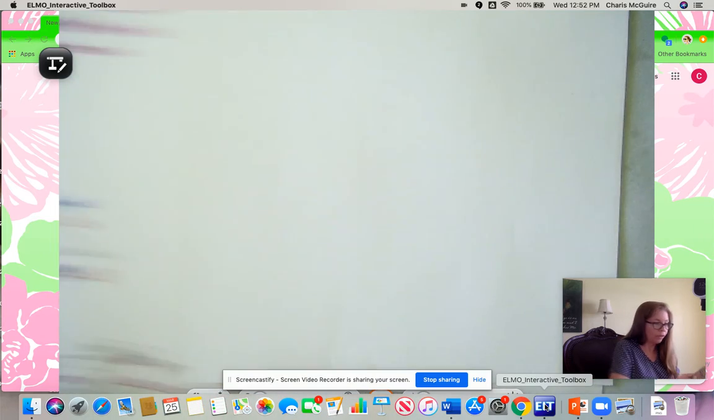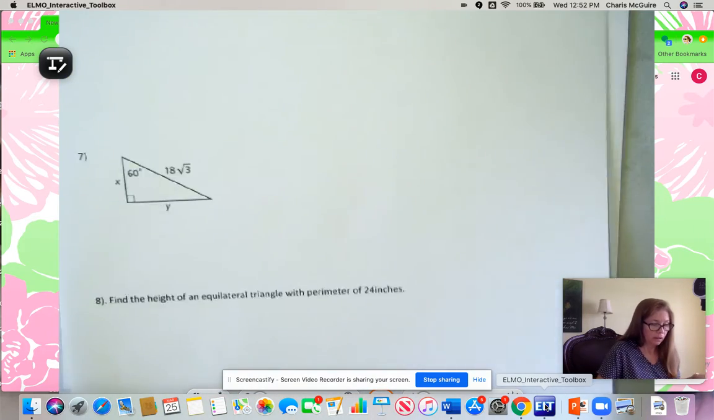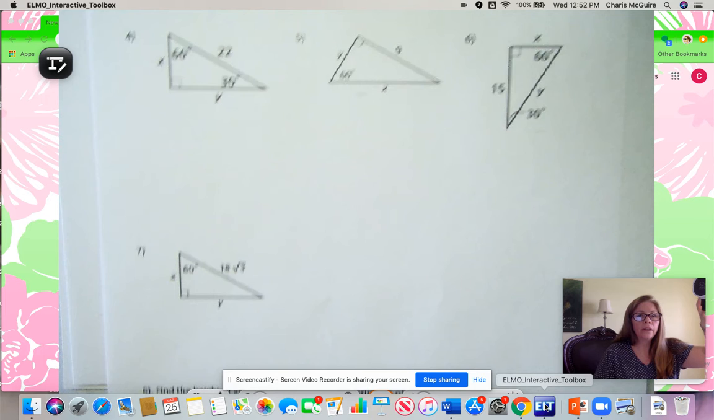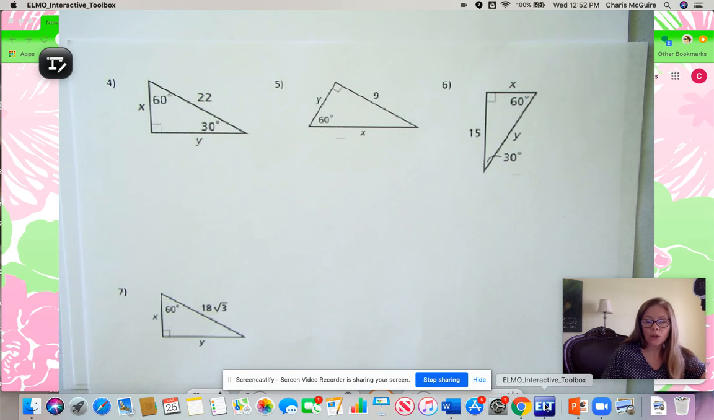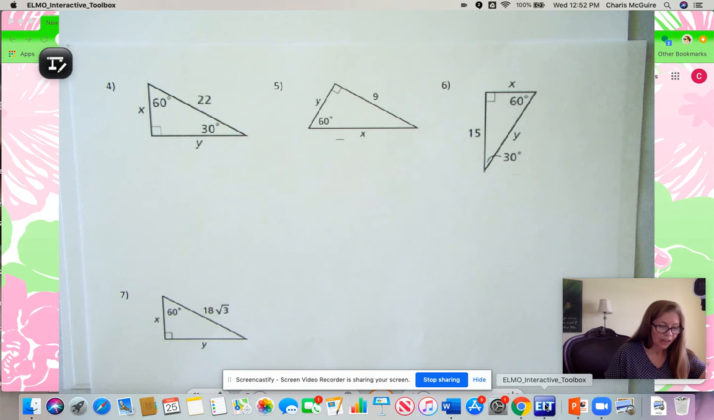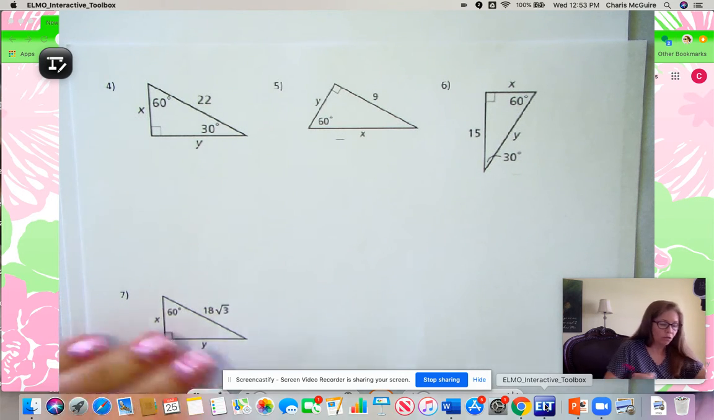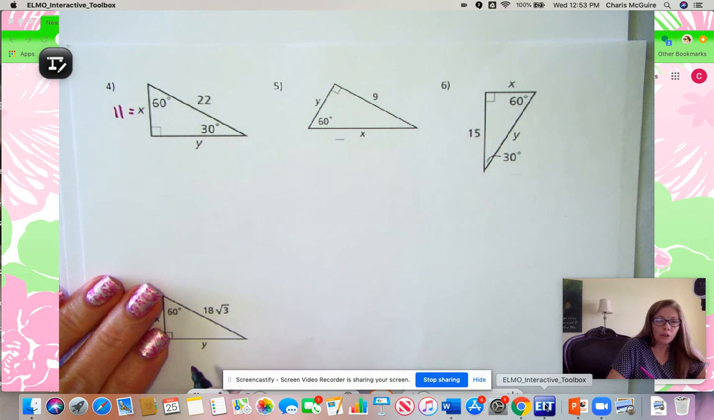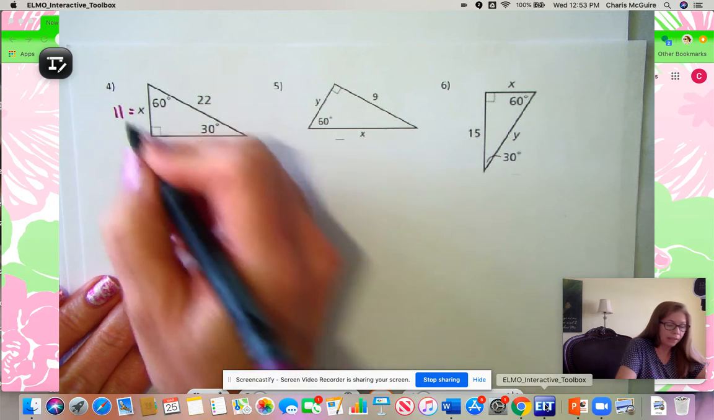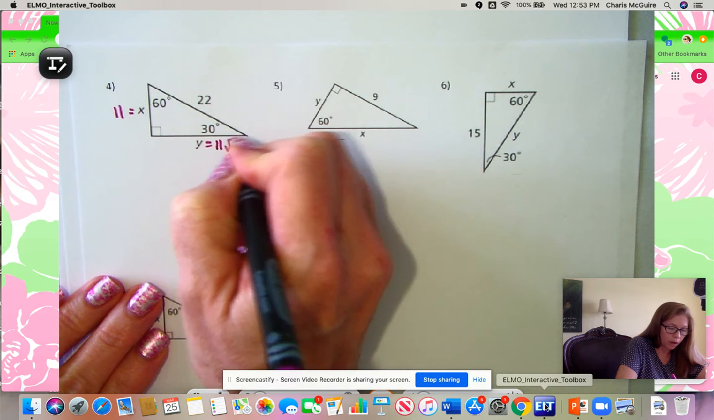I always have more for you. So number 4, I'm going to give you a minute to try that one on your own. All right, so number 4, they started you off with the hypotenuse. We love these kinds because we can find the short leg in a snap, and your short leg is 11. And then that means you're going to do the longer leg is 11 times the square root of 3.